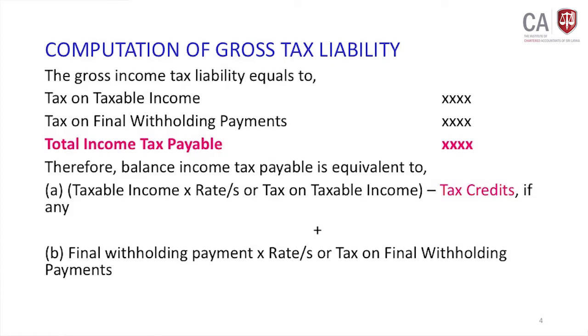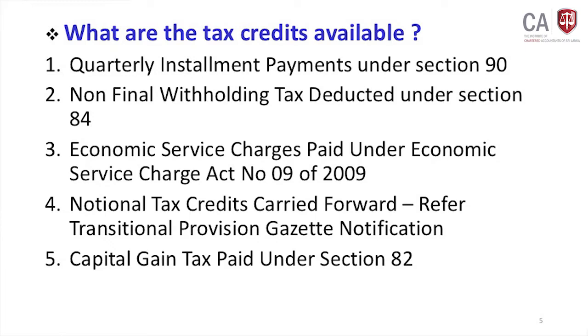I think it's clear. Now I have mentioned the final answer should be balance tax payable. We are not ending with the tax liability. Then to compute balance tax payable, we shall deduct the tax credits available to us. Then what are the tax credits available to us? From 1 to 5 I have listed the common tax credits available in the Inland Revenue Act. In that, the first one is quarterly installment payments under section 90. Again, in 1 to 5 I have referred to the sections.